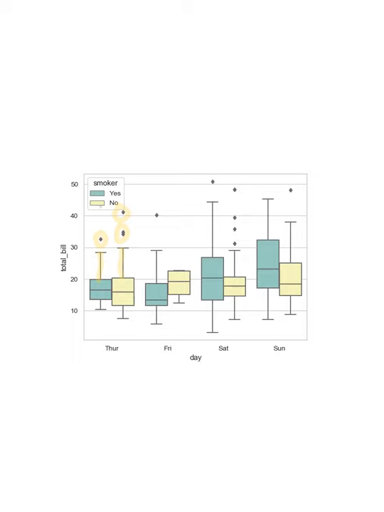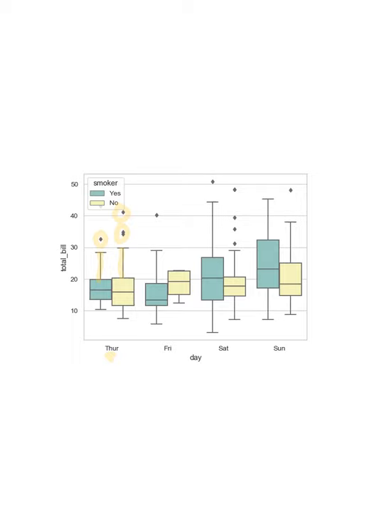But if I analyze Thursday for smokers and non-smokers, they pay about the same, right? The medians are kind of close. The non-smokers are definitely a little bit higher, but even though the smokers go a little higher, they also go a little lower. So it kind of evens out. It's about the same if you look at Thursday.